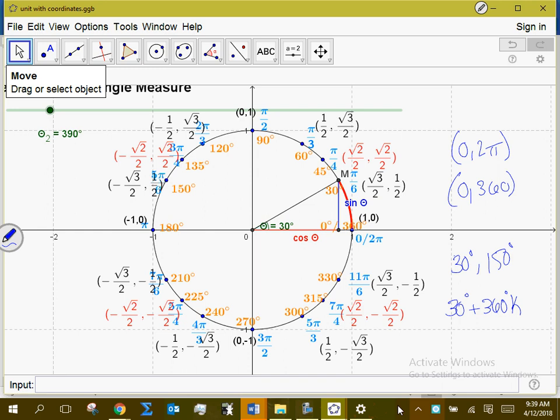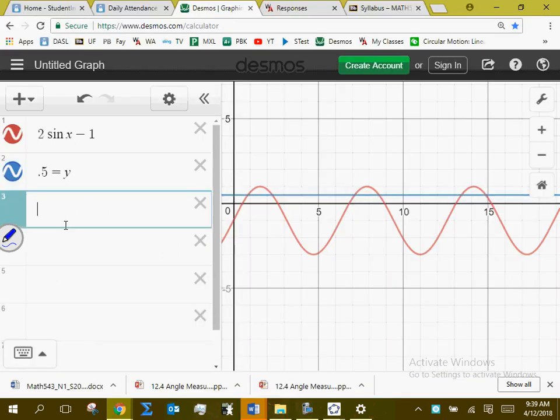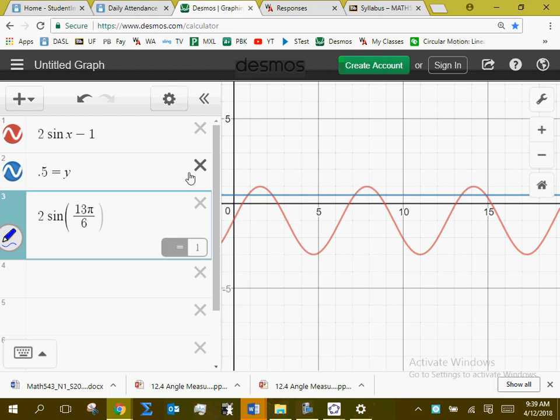Trying to prove that maybe with this. If I take 2 sine of 13 pi divided by 6, it gives me 2 times 1/2, which is 1, right? Does 1 minus 1 give me 0? Because that was the equation, 2 sine of x minus 1 equals 0. And we do have 0. So 13 pi over 6 satisfies the equation, right?